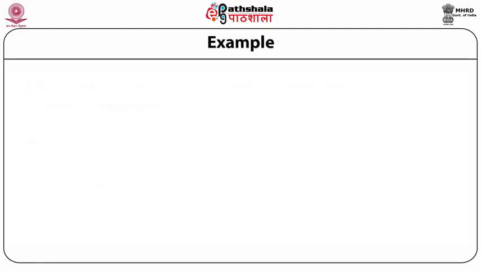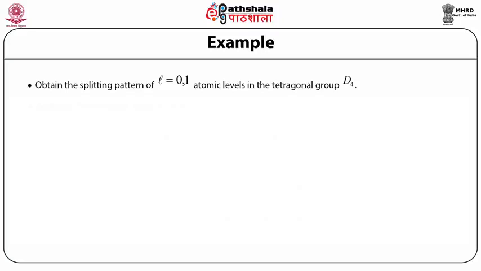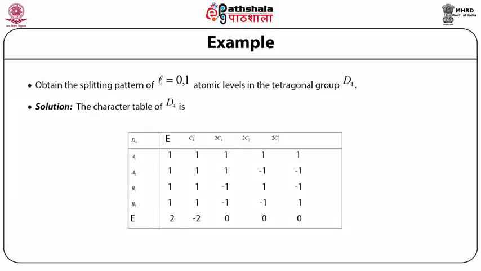We consider another example to obtain the splitting pattern of L equal to 0 or L equal to 1 atomic levels in the tetragonal group D4. That is, we have the atomic levels in a rotationally symmetric environment labeled by L equal to 0 and 1, and suddenly the symmetry is reduced to the tetragonal group D4. The character table of D4 is shown in the slide. It has 5 classes and 5 irreducible representations A1, A2, B1, B2 and E. The first 4 are of dimension 1 and the 5th is of dimension 2.